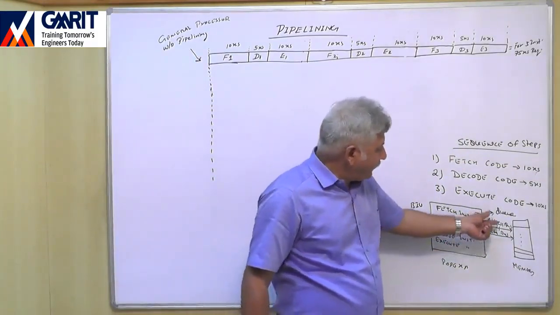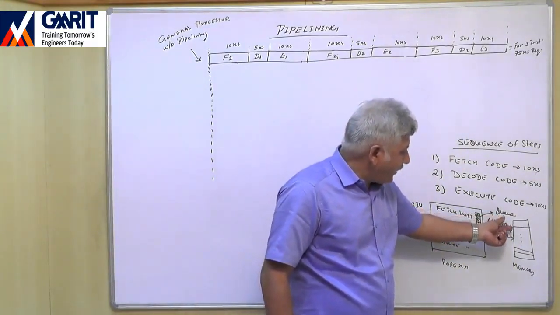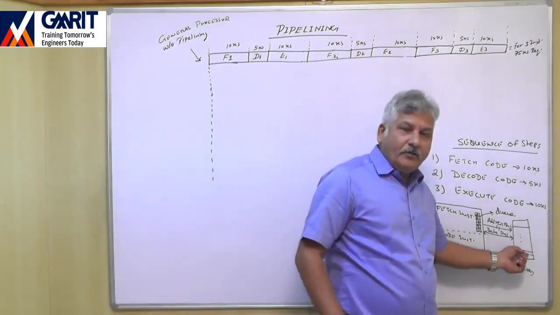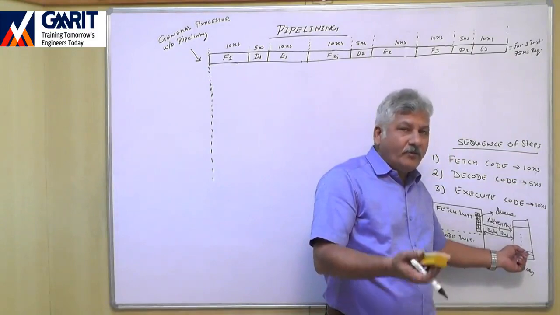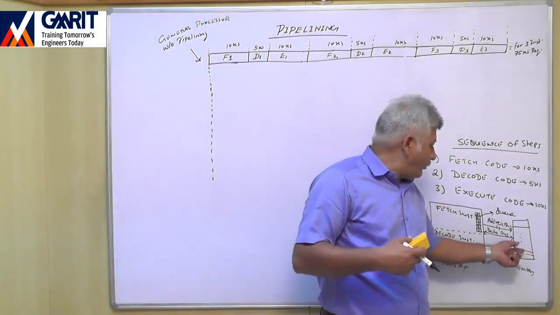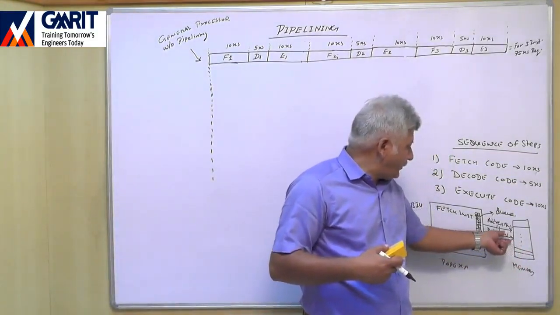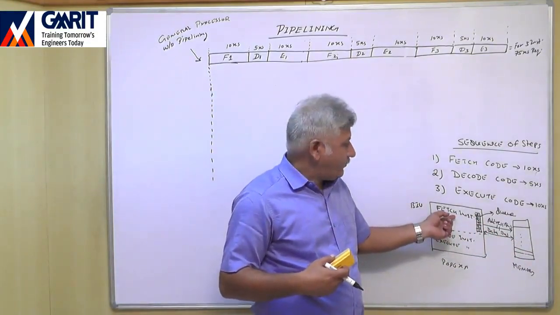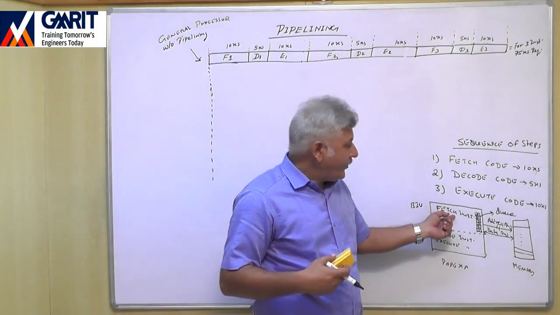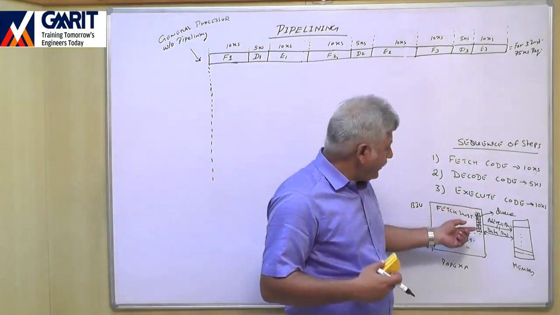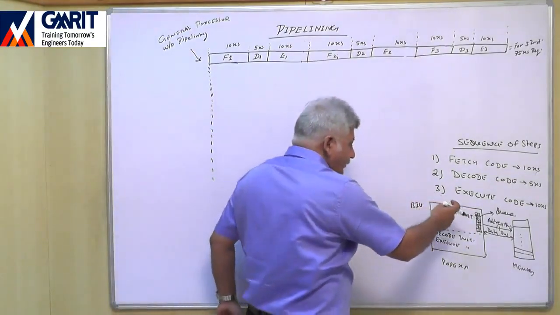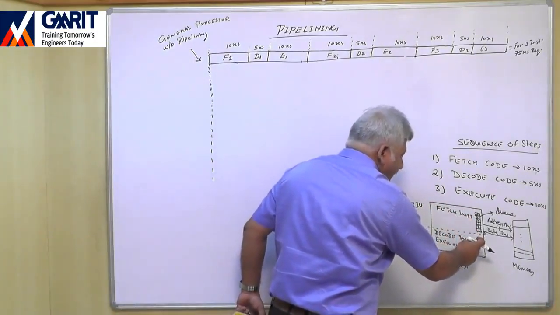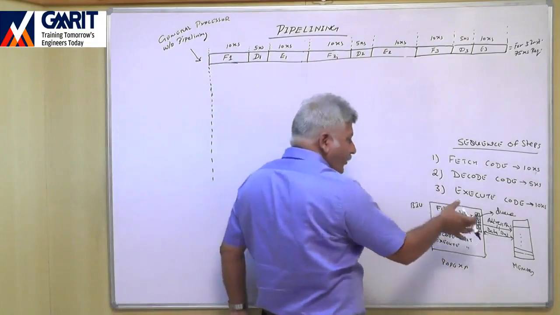So through the address bus, the processor will send the address of that location of the memory from where the code has to be fetched. Then that code will, through this data bus, enter inside this bus interface unit, and then what will happen? That code will go to the decoder section, right?